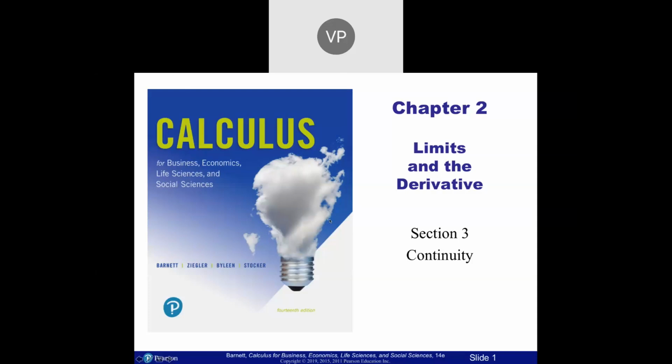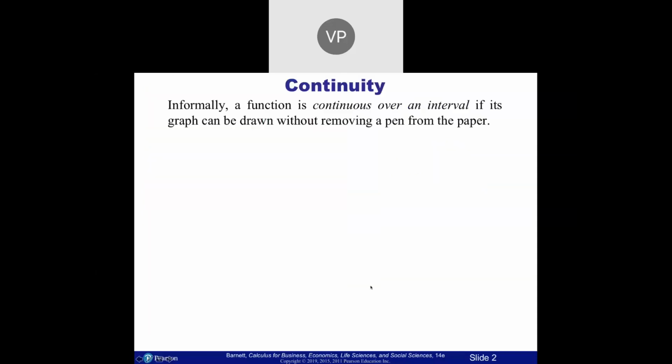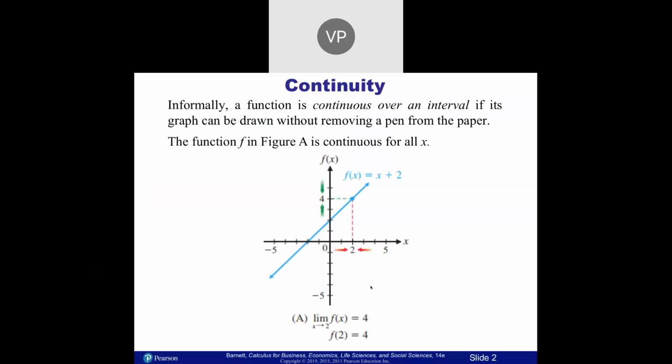So we're talking about continuity today. We've been dealing with limits and functions, and now we're going to talk about what it means if something is continuous. I might have mentioned this before, but we'll go over it again. They give you a nice definition here at the top: if you can draw the figure without removing a pen from paper or pencil, if you can draw your figure in one continuous motion, it's considered continuous. That's the continuity that we're talking about.